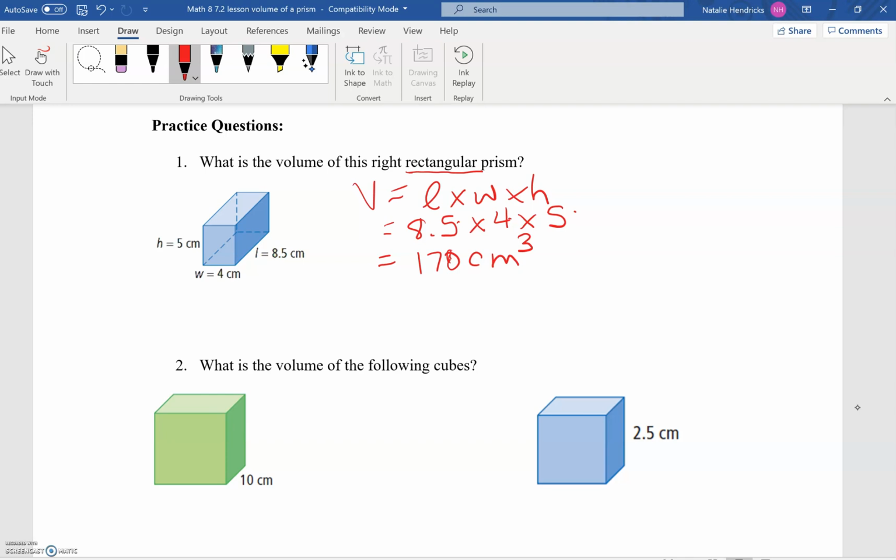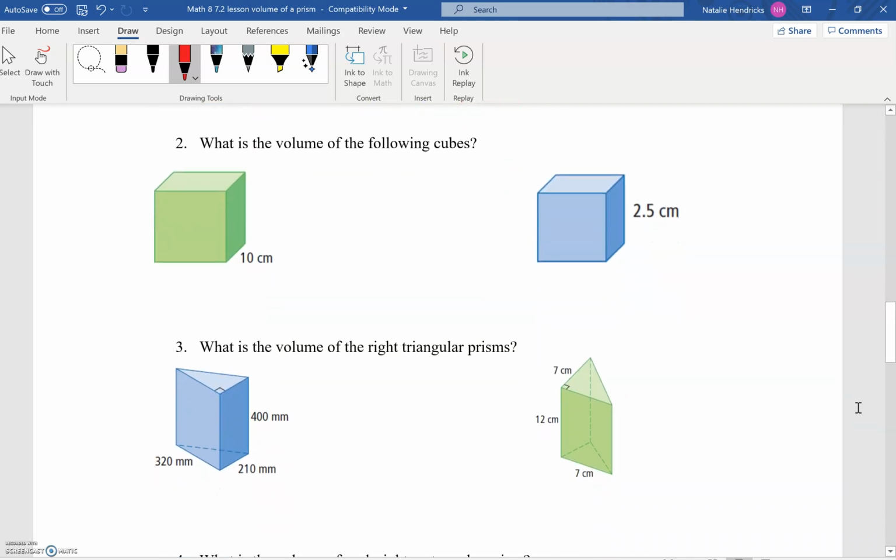All right, what is the volume of the following cubes? Now, when we talk about cubes, you can use side times side times side if you'd like, or you can still do your length times width times height. Either one, remember, they both work.